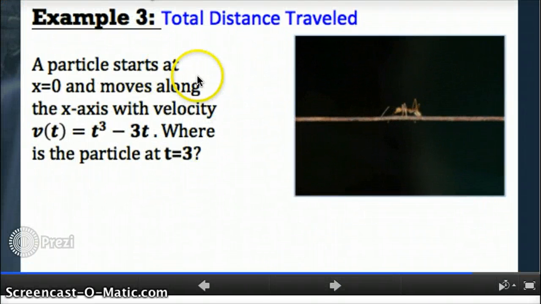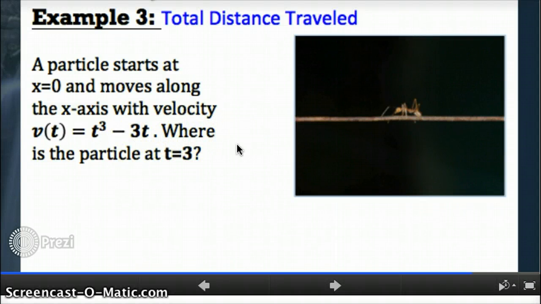Let's suppose a particle starts at x equals 0 and moves along the x-axis. If you like to think about this as an ant, I do. Imagine the ant moving back and forth. It's traveling with the velocity of v of t equals t cubed minus 3t. And the question is, where is the particle at time 3?